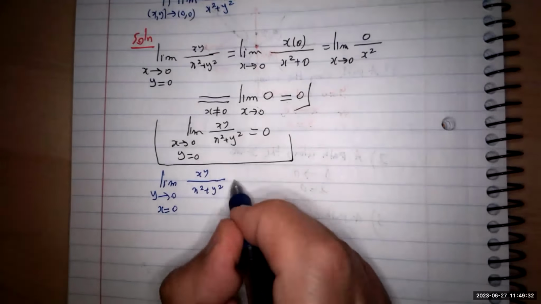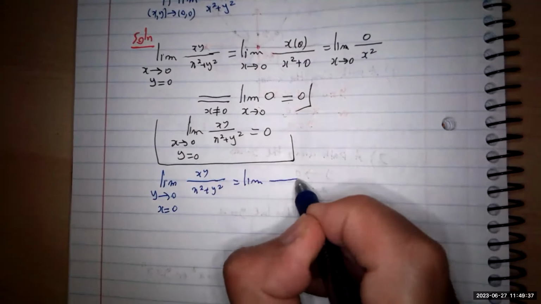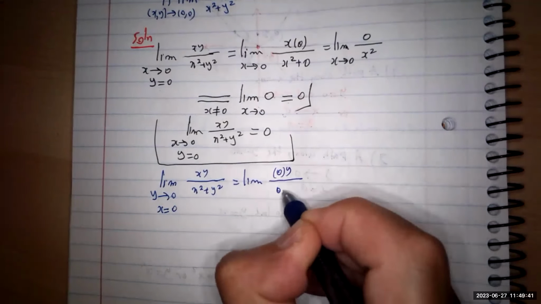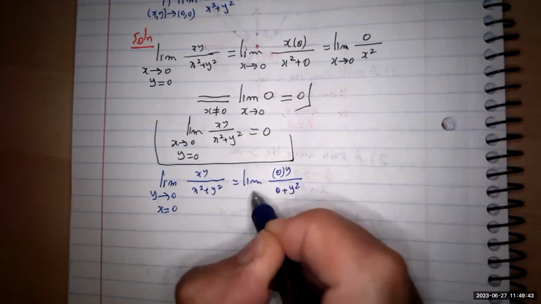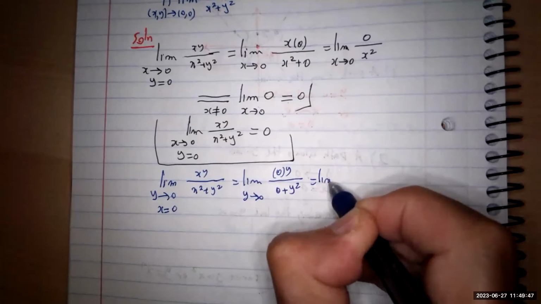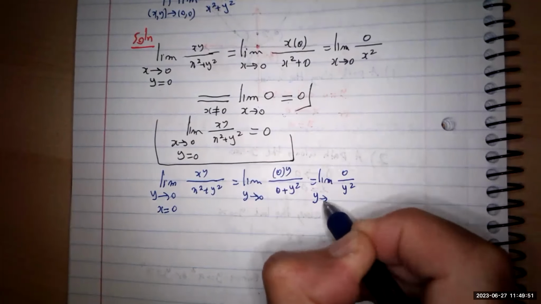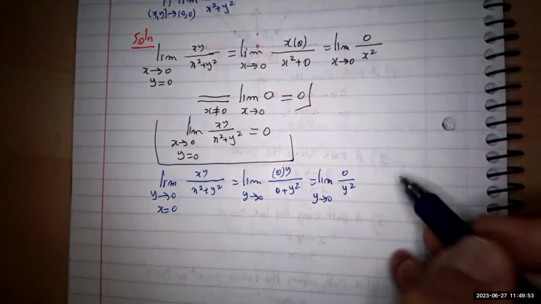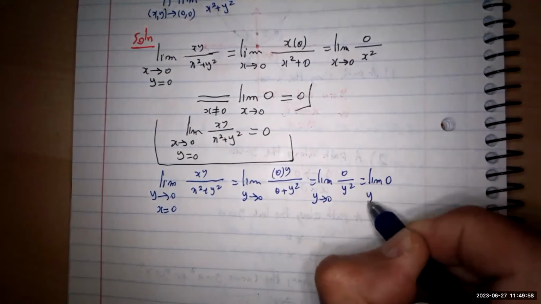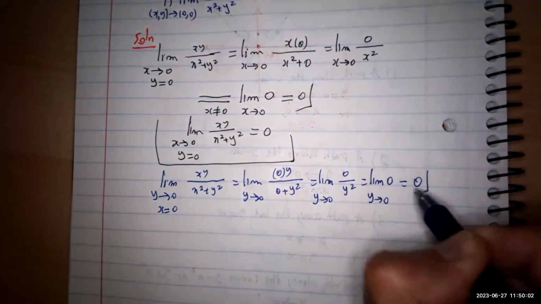Replace x by 0 first, going to be limit of, and just do it, but later we make it short. It's going to be 0 times y, and it's going to be 0 plus y squared. Only y goes to 0. Again, the top would be 0. The bottom one would be y squared. Y goes to 0. Before taking the limit, it's already 0. So it's a limit of the 0. And the y goes to 0, which is equal to the 0.